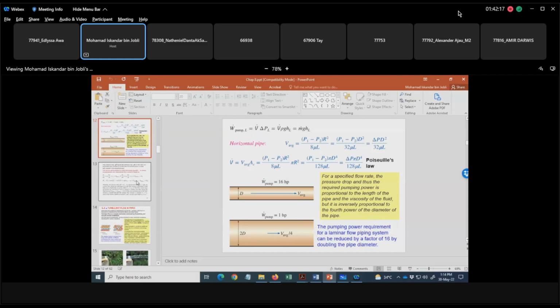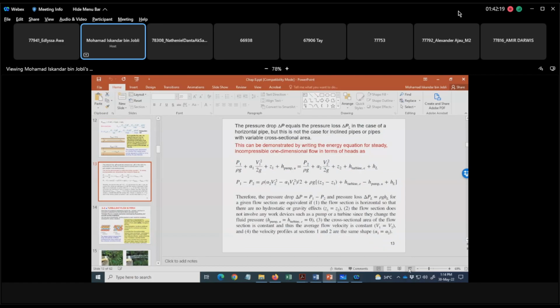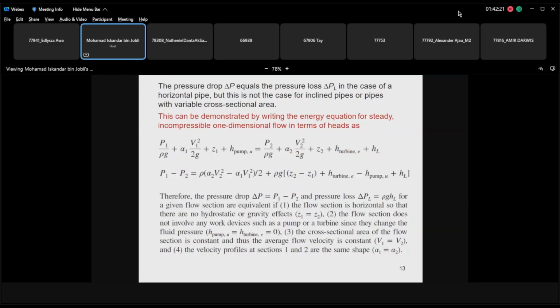So this is the last slide, fellas. The pressure drop equals the pressure loss in the case of a horizontal pipe, but this is not the case for inclined pipes. We're not going to look much into inclined pipes, but what I do want you to understand is horizontal pipe as well as vertical pipe. We're not going to look into inclined pipes or pipes with variable cross-sectional areas. At this point, just understand the basic flow of pipes, being of similar diameter, being horizontal or vertical.